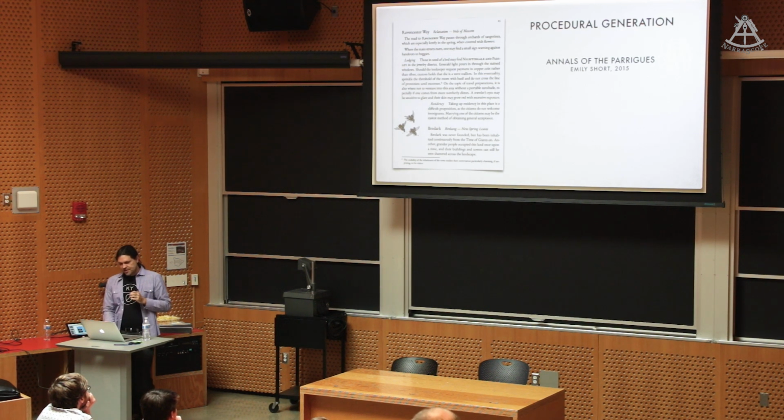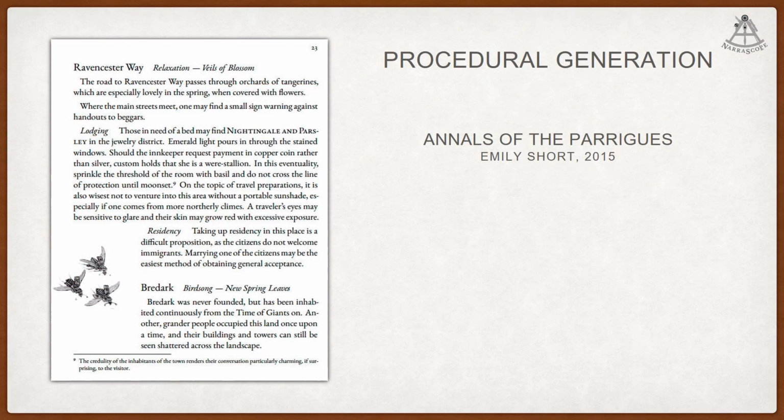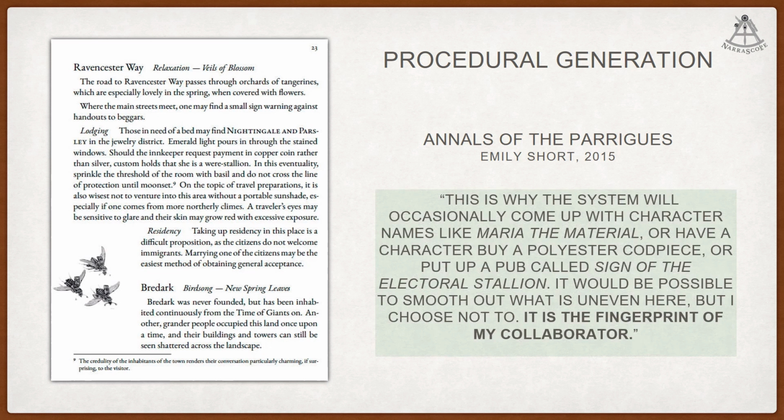And what's interesting about this is she writes about wanting the procedurality and the act of collaboration to remain visible. And she has this great quote, like, "This is why the system will occasionally come up with character names like Maria the Material, or have a character buy a polyester codpiece, or put up a pub called Sign of the Electoral Stallion. It would be possible to smooth out what is uneven here, but I choose not to. It is the fingerprint of my collaborator."